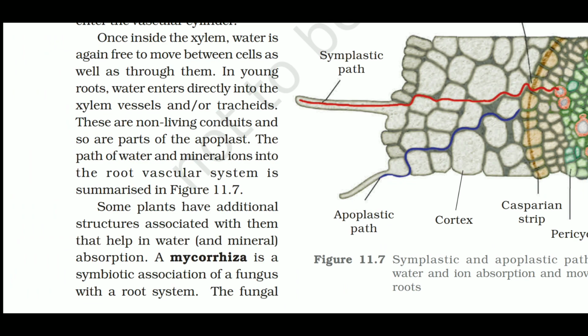Once inside the xylem, the water is again free to move between the cells as well as through them. In young roots, water enters directly into the xylem vessels or tracheids. These are non-living conduits and so are part of the apoplast. The path of water and mineral ions into the root vascular system is summarized in this picture.